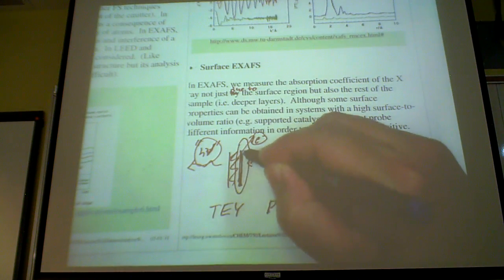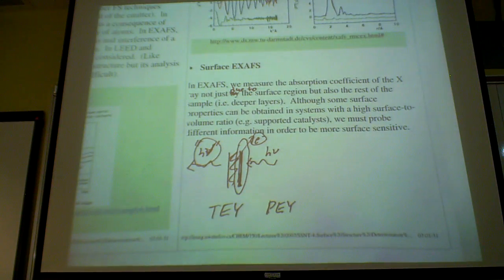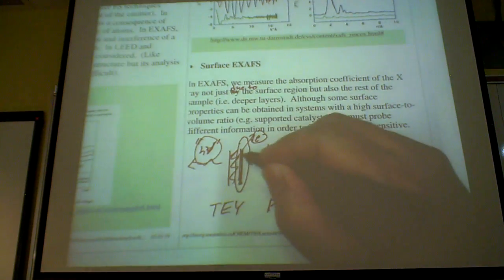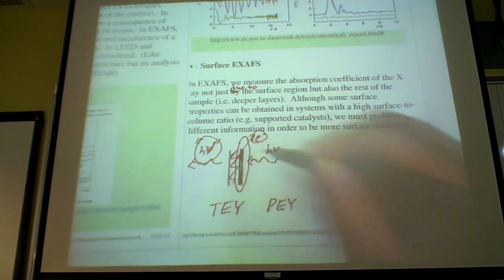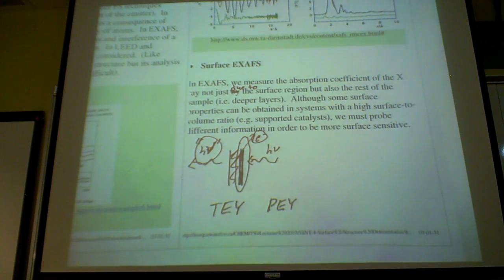Okay, so the blue or the black. The black is what I want. I want the surface area of what I want. I don't care about the bulk part, right? So how do I get that information out when I do XAS?